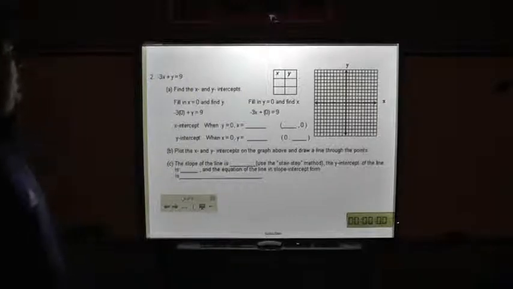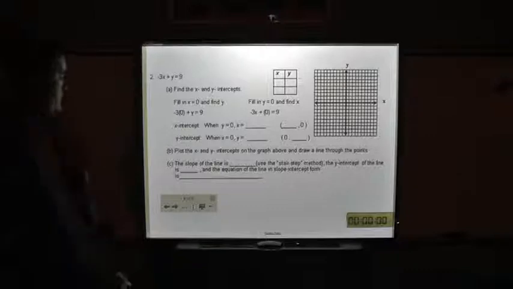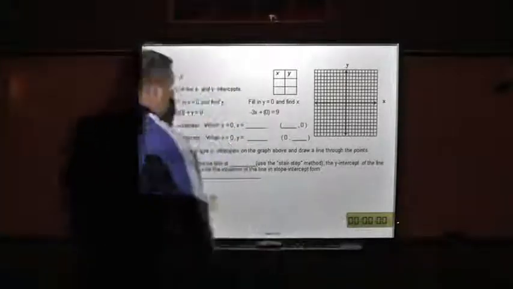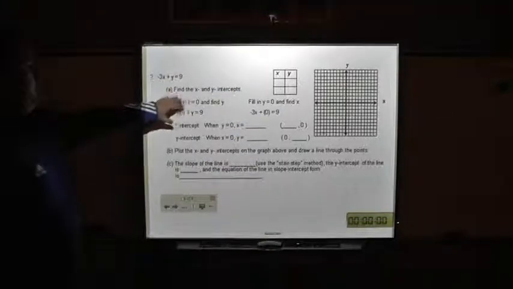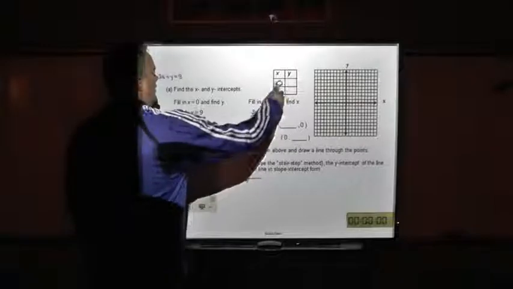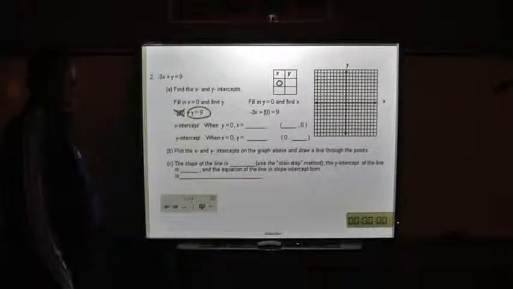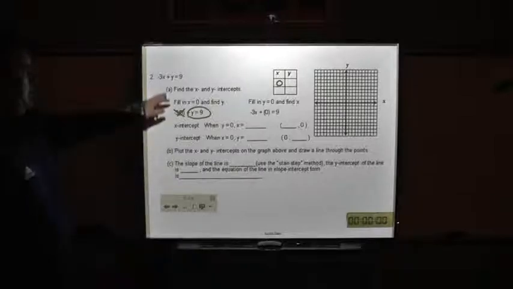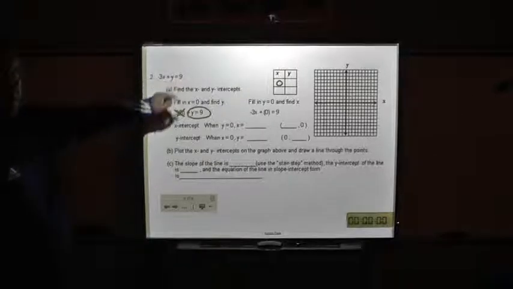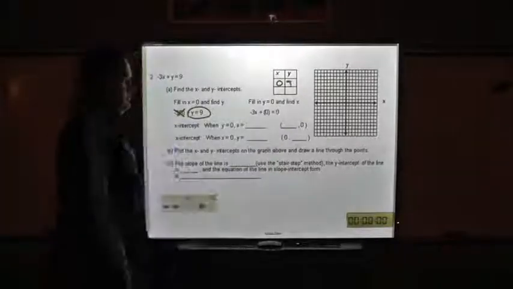Negative 3x plus y is equal to 9. Same idea as the last one. So as we look at this, find the x and y intercepts. Well, when x is 0, negative 3 times 0 is 0. Well, look what's left. There's actually nothing to divide here. This is one of the easiest ones to do. I hope there's no coefficients in front of y from now on because that makes it easy. It's just y is equal to 9.